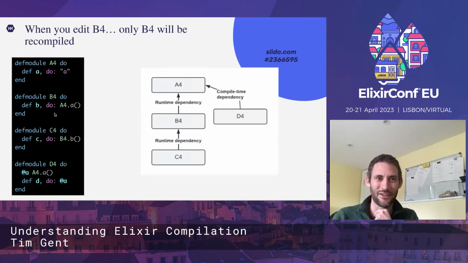So, likewise, let's start with the dependency graph, and we'll start with module D4. Module D4 has a compile time dependency only on module A, and module A has no runtime dependencies. So when we change B4, well, nothing's got a compile time dependency on it. So that's the only thing that will get recompiled.